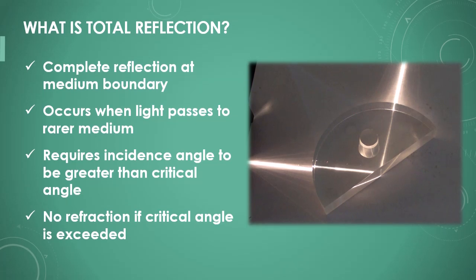Total reflection occurs when light rays are completely reflected at the boundary between two transparent substances. This only happens when light passes from a denser optical medium into a rarer one. The angle of incidence must not be smaller than the so-called critical angle. If this angle is reached or exceeded, no refraction occurs.